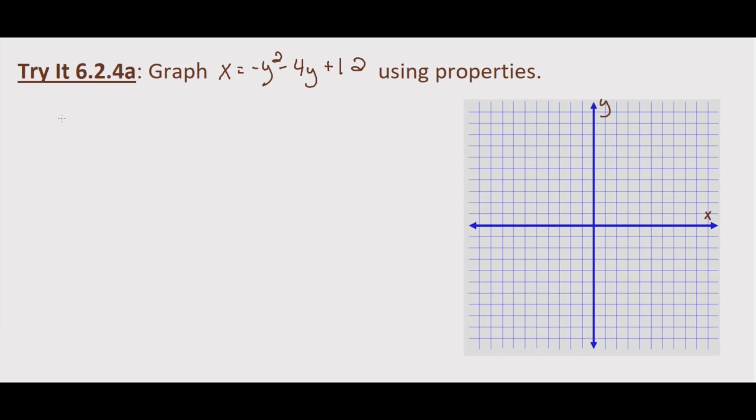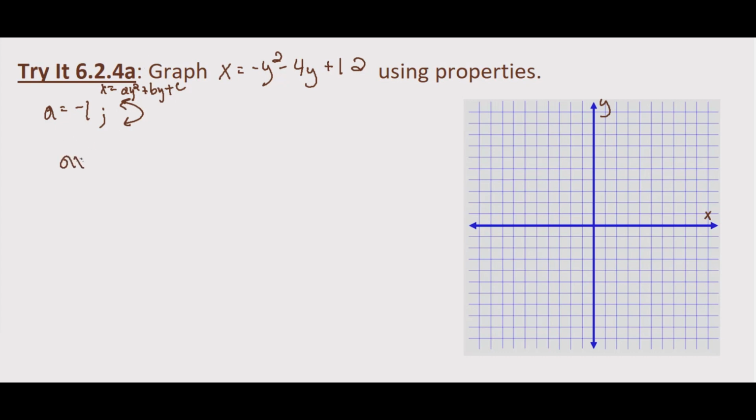So we're given x equals negative y squared minus 4y plus 12. Let's look at our leading coefficient first. We know that a equals -1, and again, we're looking at the form x equals ay squared plus by plus c. What that tells us is that because a is negative, the parabola opens to the left.